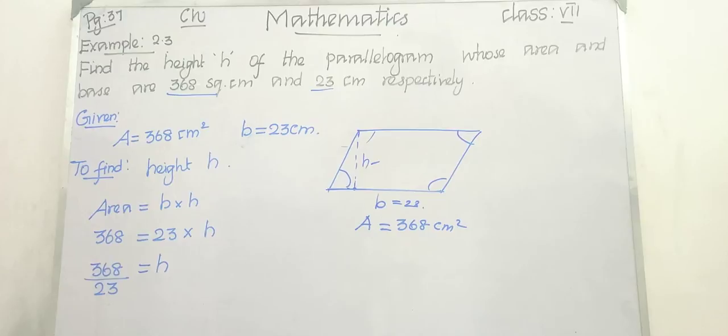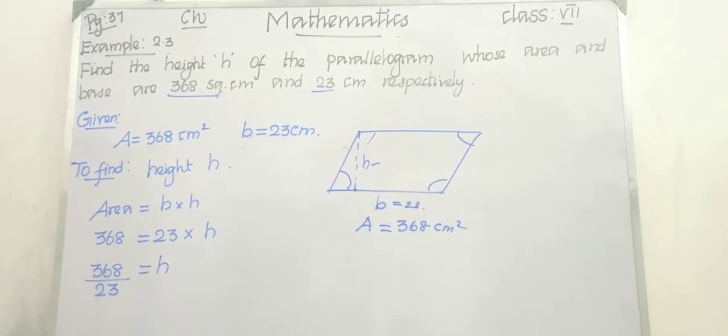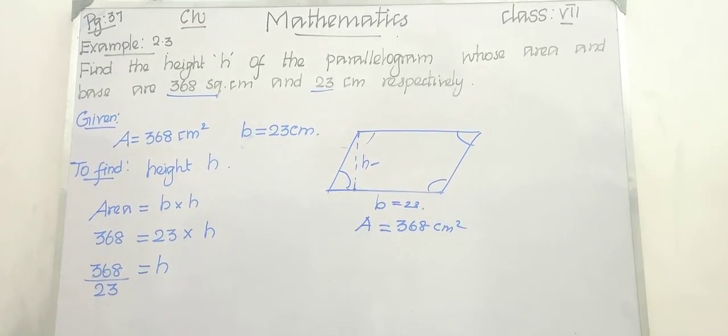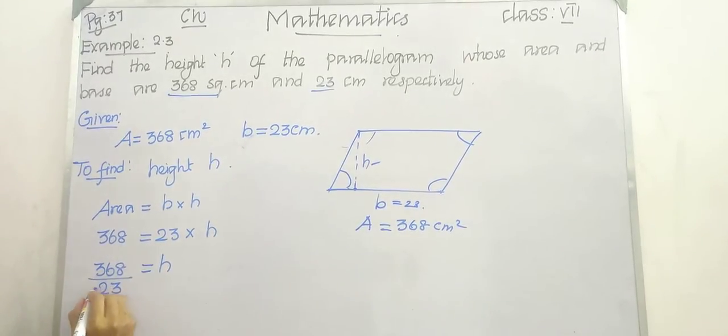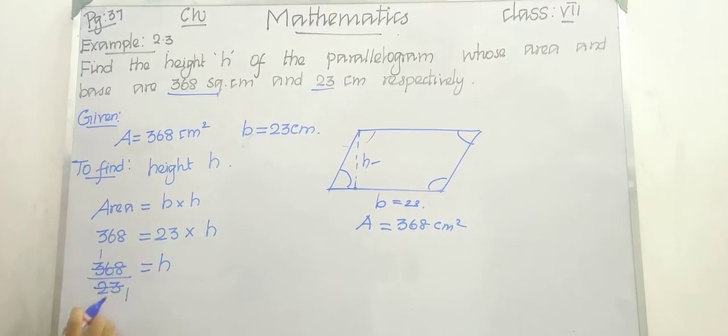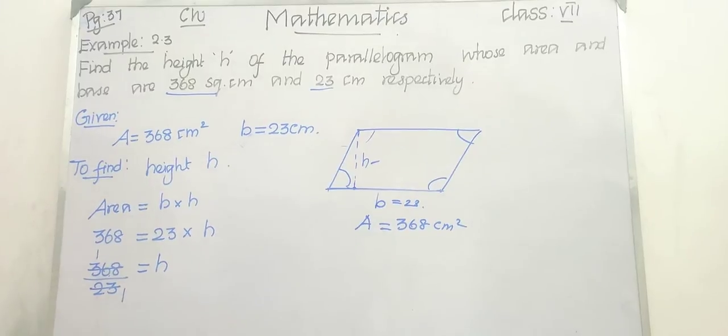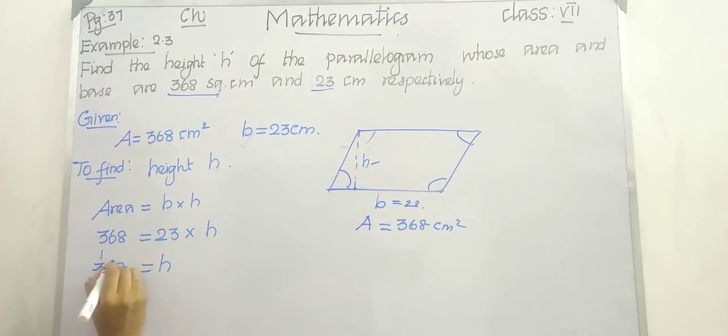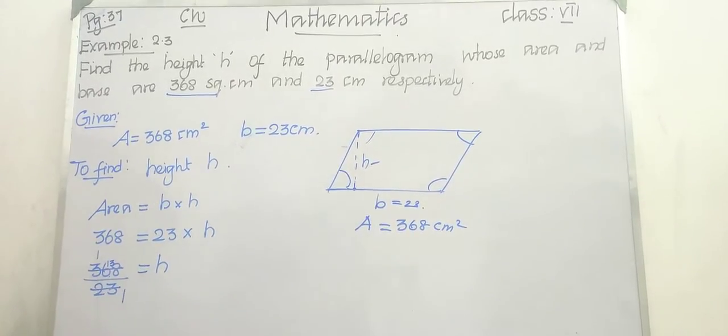Now what can we do? 368 divided by 23. We can do this by using the 23 table. Let us take 36. Here 1 23 is 23, remaining 13, okay, so we got 138.